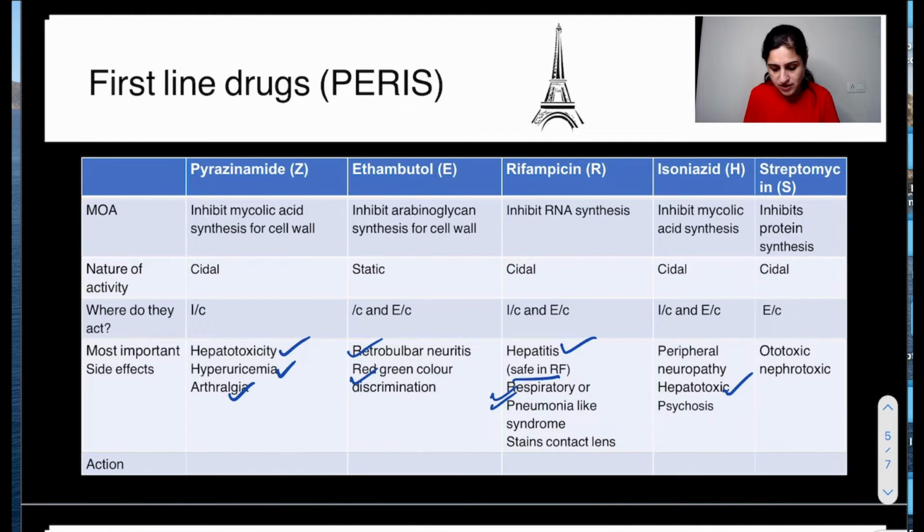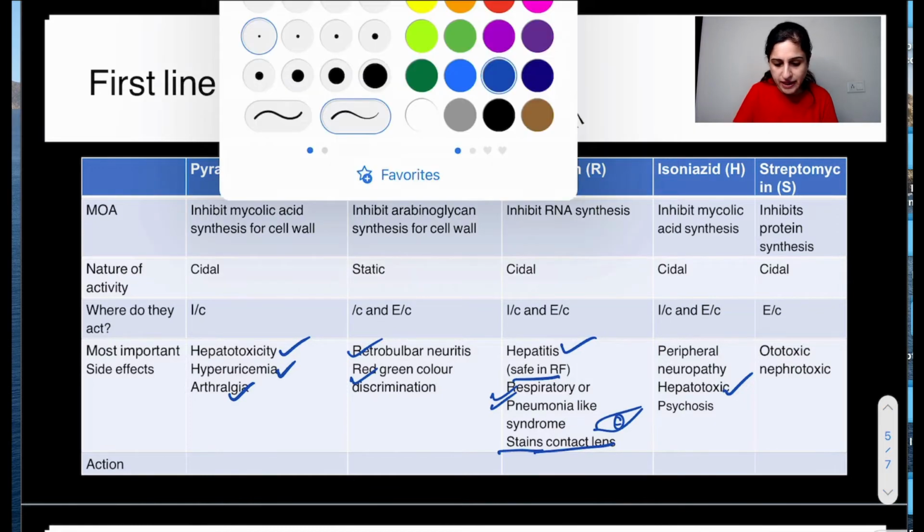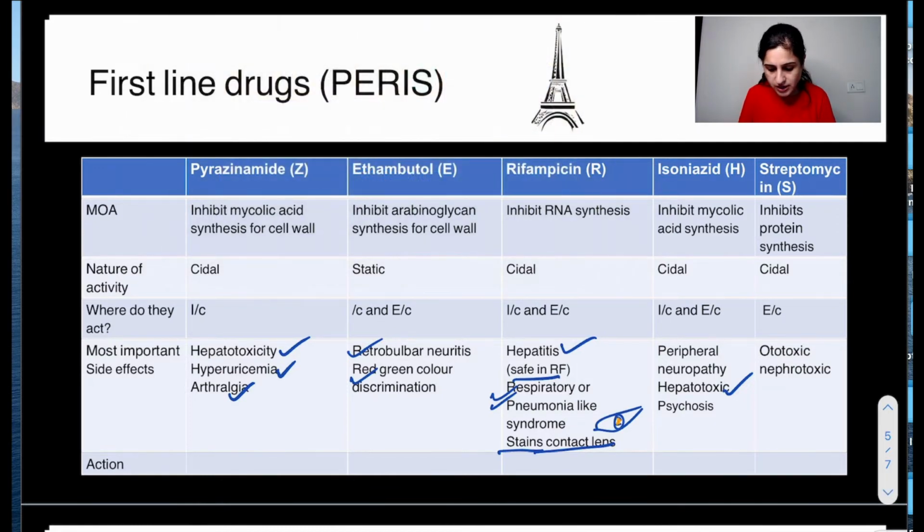Then another important thing in rifampicin is that it stains the various secretions of the body. The urine will become orangish colored, and tears can be stained. So if someone is wearing contact lenses, the contact lenses will also be stained, since these are eye secretions, with a slight orangish stain appearing in the contact lens. So rifampicin has that kind of problem because of the staining.